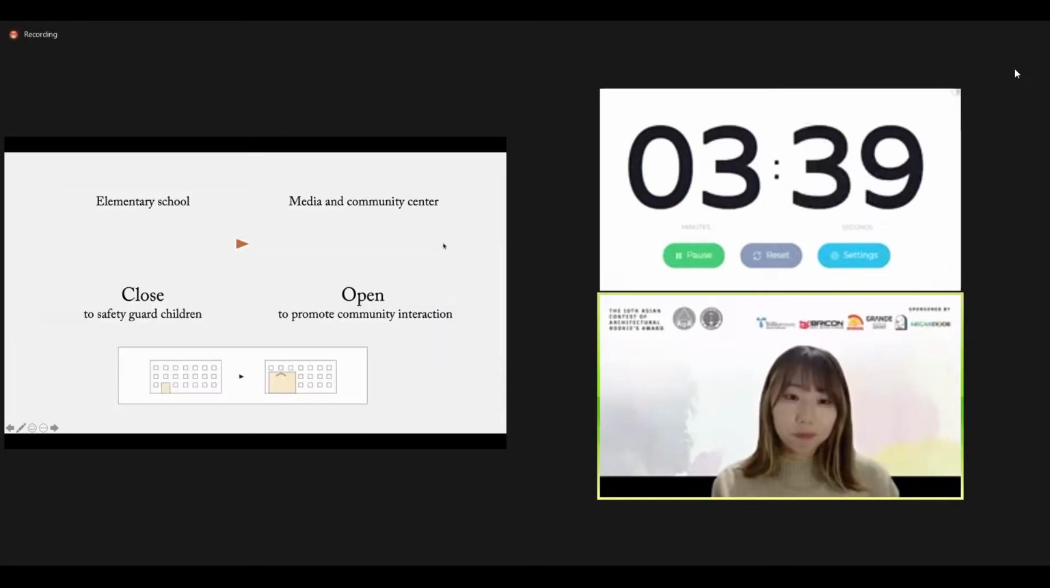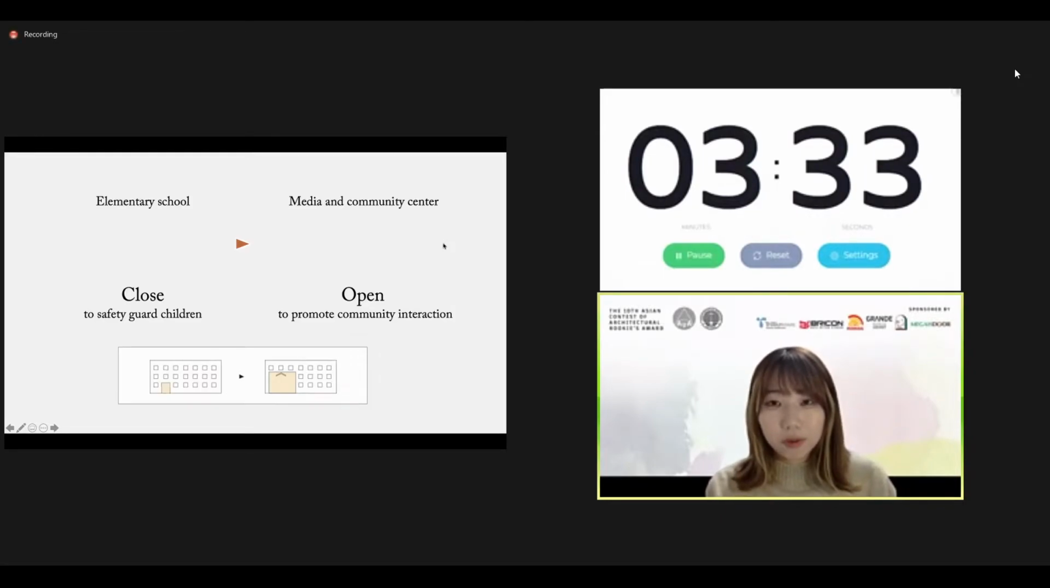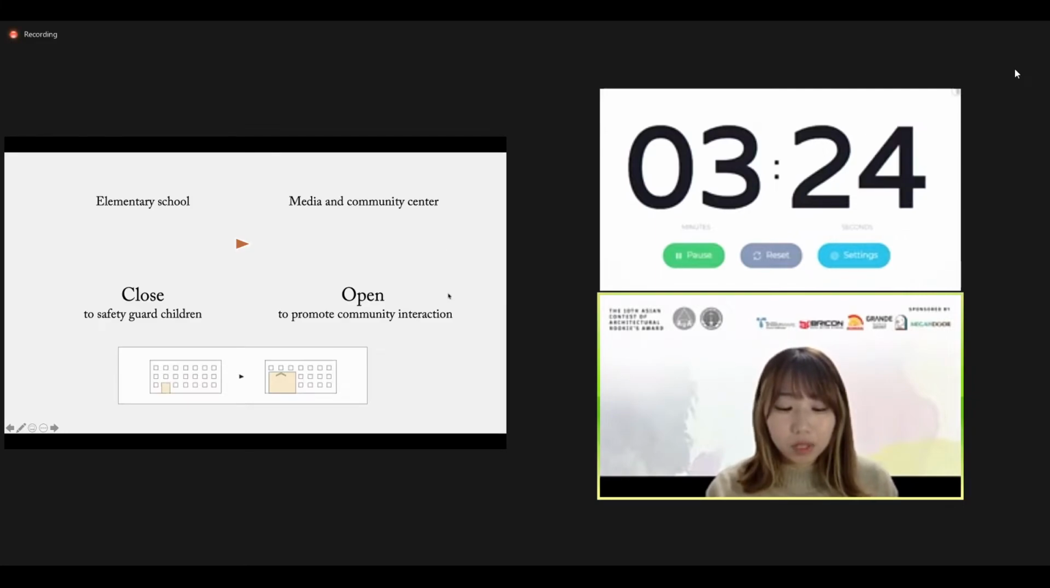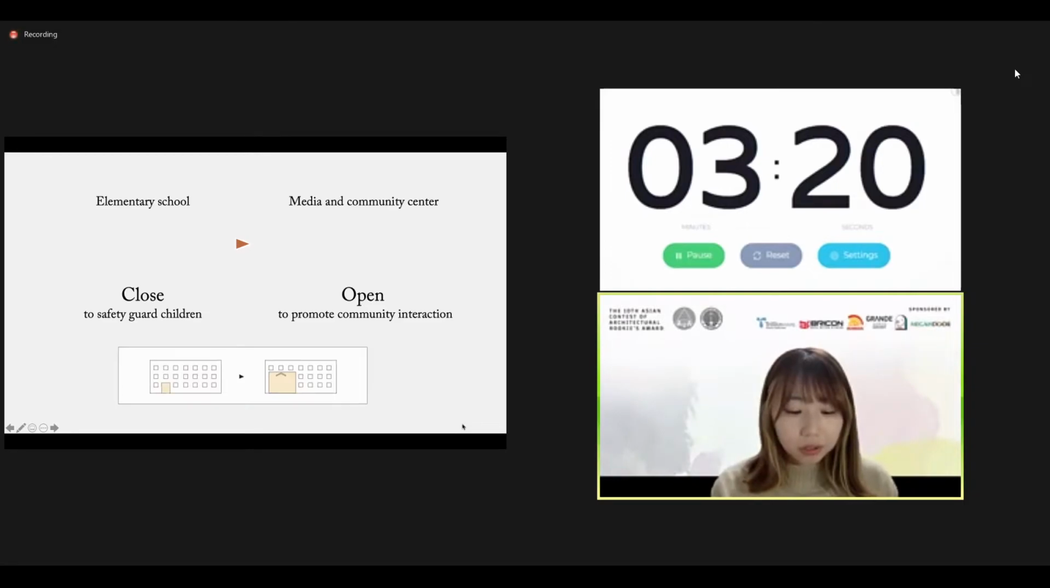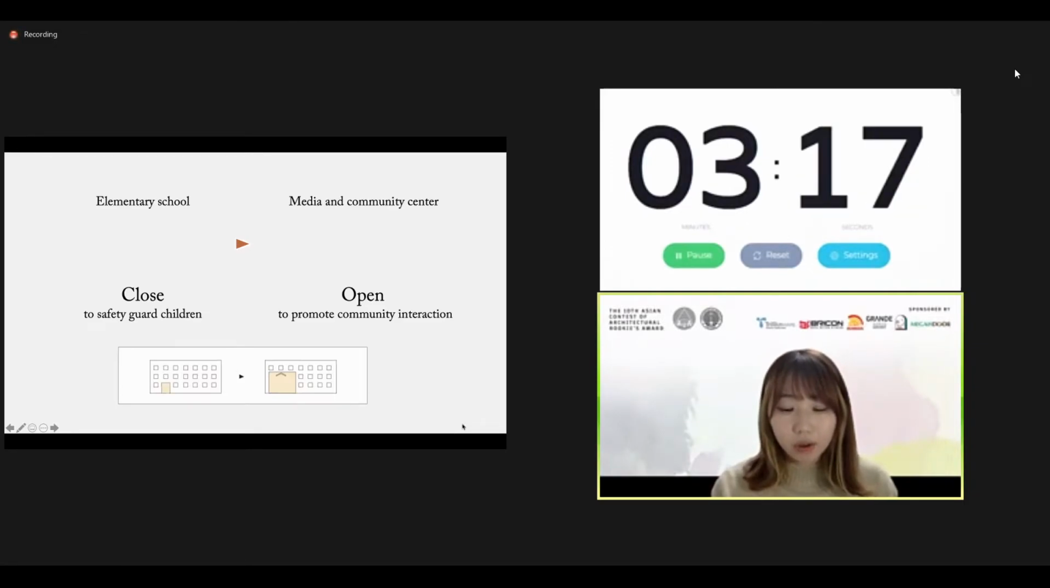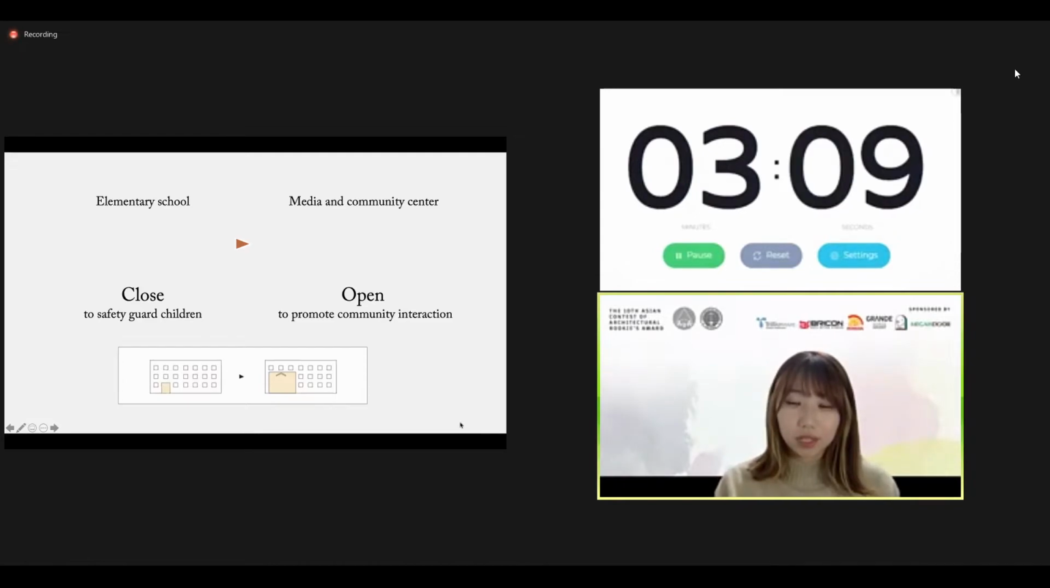The original building was an elementary school, so it is closed to the city for the safety of the children. On the other hand, a media and community center needs to be open to the city. So I installed the passage and an entrance that a passerby can find easily, making it easy for everyone to gather at the media center.